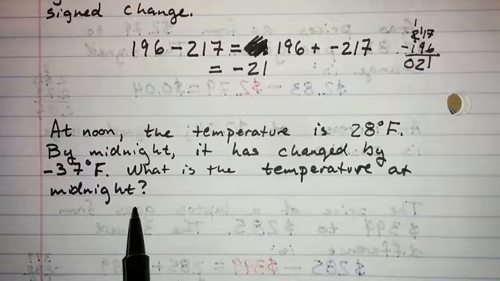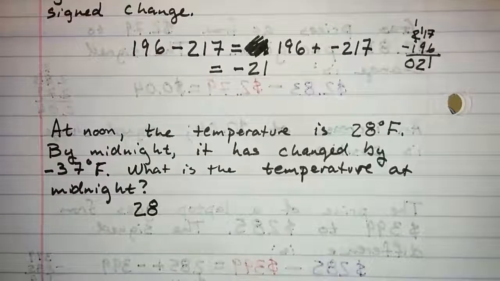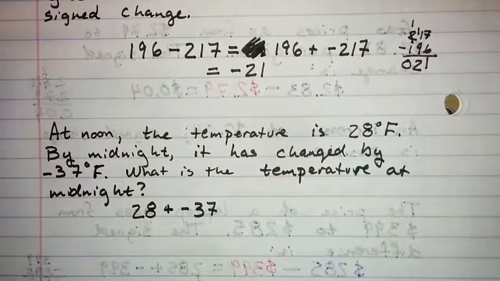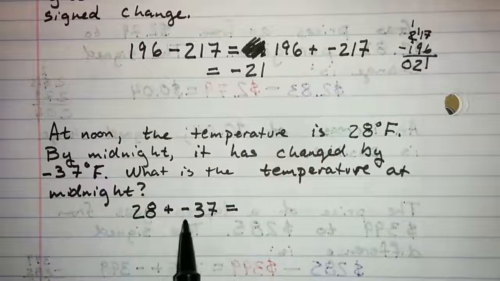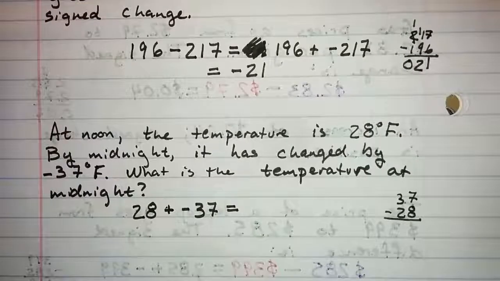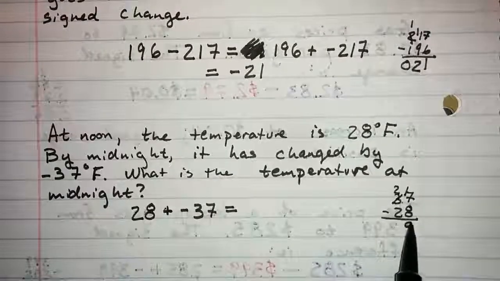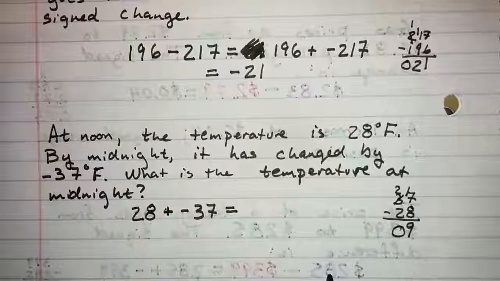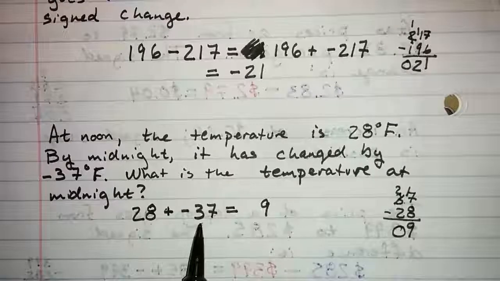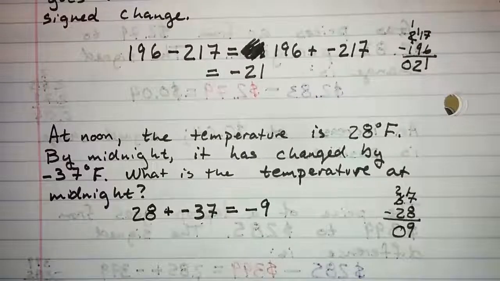All right, so we start at 28 degrees Fahrenheit, and then we change by negative 37. So we'll have 28 plus negative 37. What do we get? These have opposite signs, so we want subtraction. 7 minus 8, can't do it, gotta borrow. 17 minus 8 is 9. 2 minus 2 is 0. So my answer is going to be some kind of 9. 37 is bigger, and 37 is negative, so it's going to be negative 9.